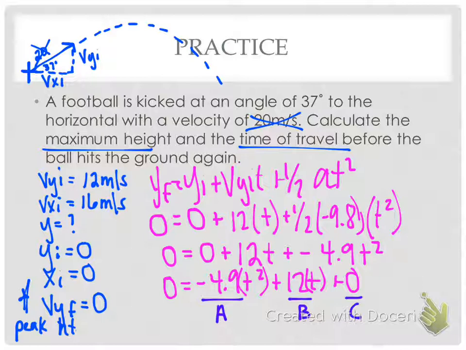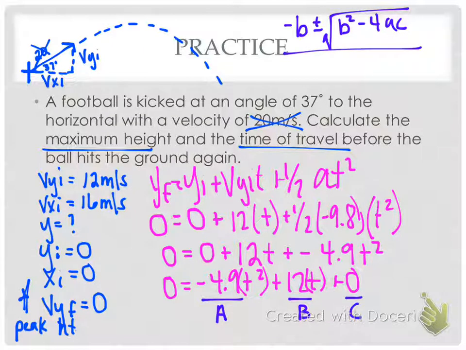Okay? Do you remember the quadratic formula? No. Okay. Negative b plus or minus the square root of b squared minus 4ac all over 2a. It's really important that it's all over 2a, not just the square root portion. Okay, so let's go ahead and work out that quadratic formula.